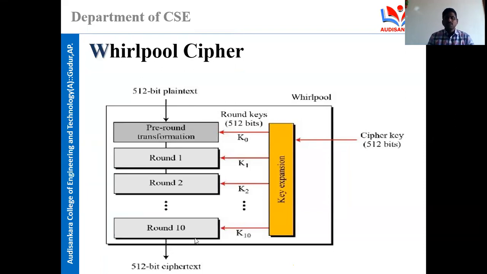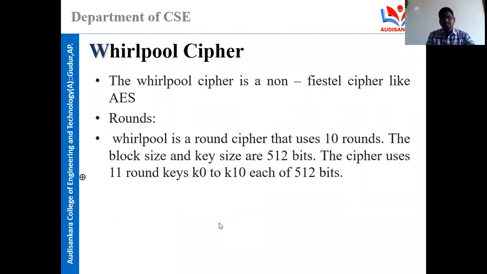Here, in total we have 10 rounds. In addition to that, we have a pre-round transformation. This key expansion will generate 11 keys, represented from K0 to K10. Each is also of size 512 bits. Like this, we perform 10 rounds and finally we get the ciphertext.